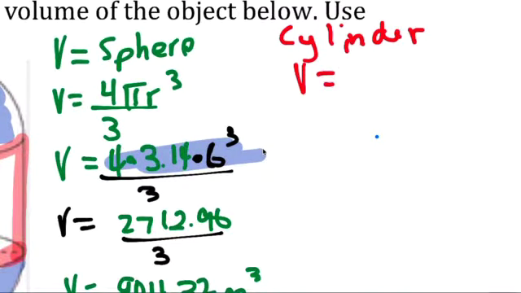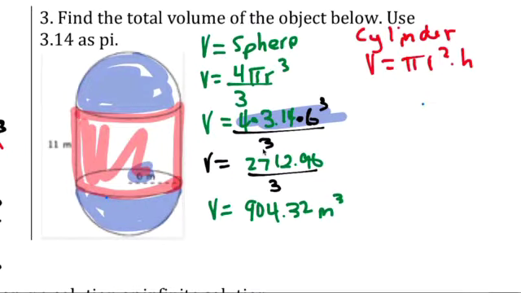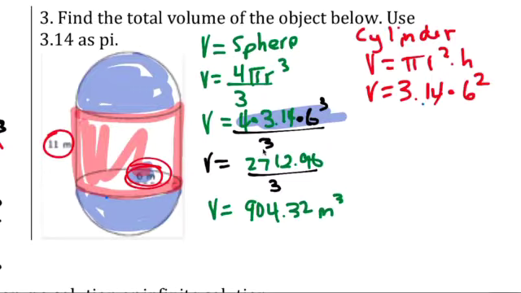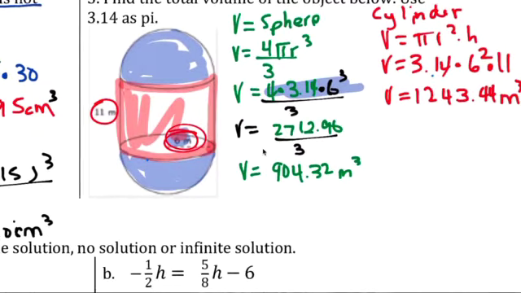Volume of a cylinder is pi r squared times height. So pi is 3.14 times radius, which is 6. And the height of this is 11. Multiply that, you'll get volume is 1,243.44 meters cubed.